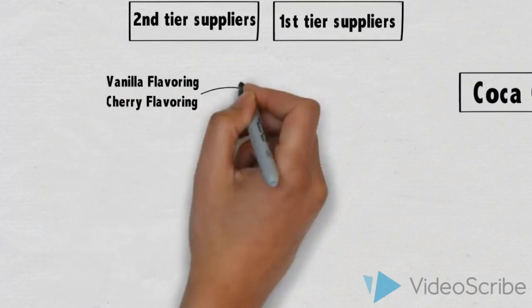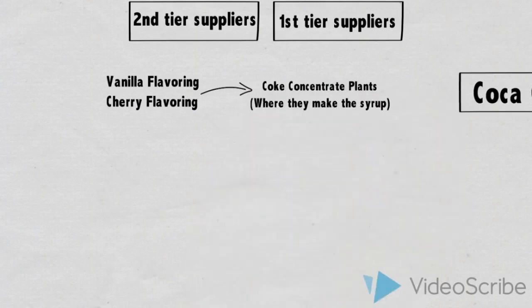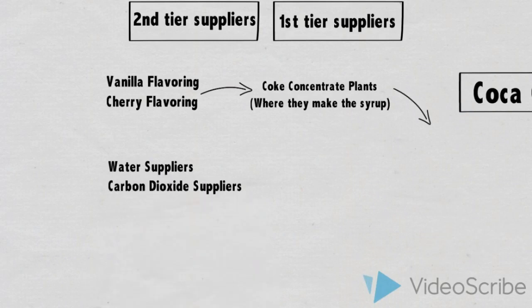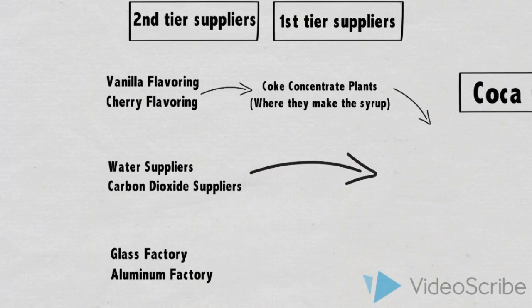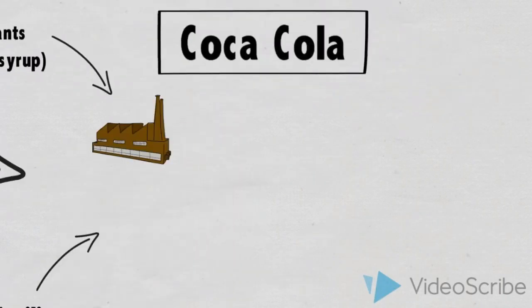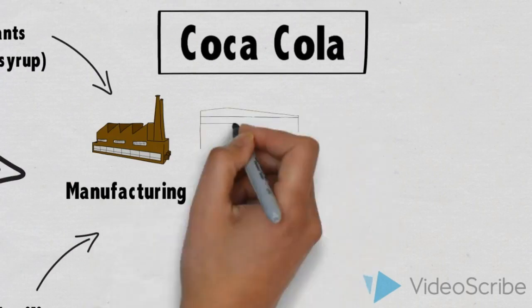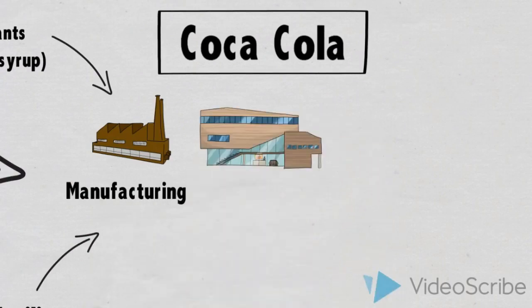So here are some of the inputs that are used for the soda: the flavoring agents where they make the syrup in the manufacturing plants, and then the inputs of water and carbon dioxide. Carbon dioxide makes it have bubbles. And then of course they need their containers and packaging. Coca-Cola actually doesn't do those first and second suppliers. What they do is they buy from them and then they manufacture.